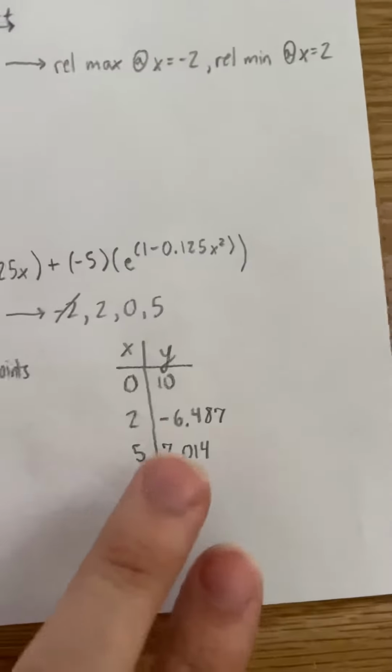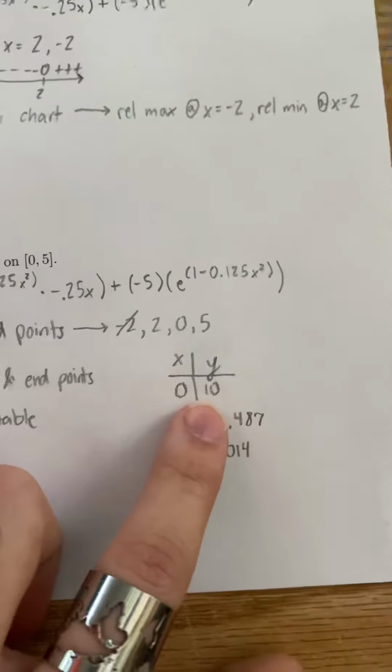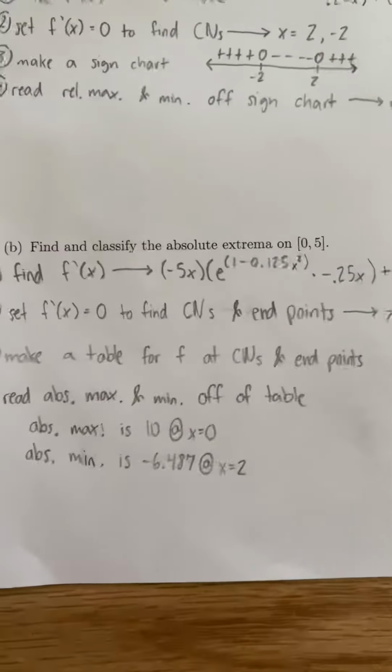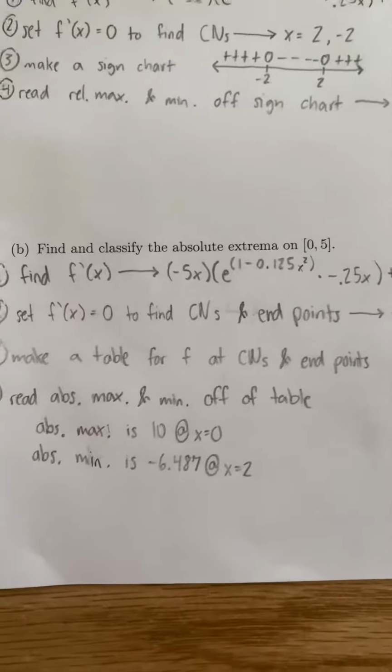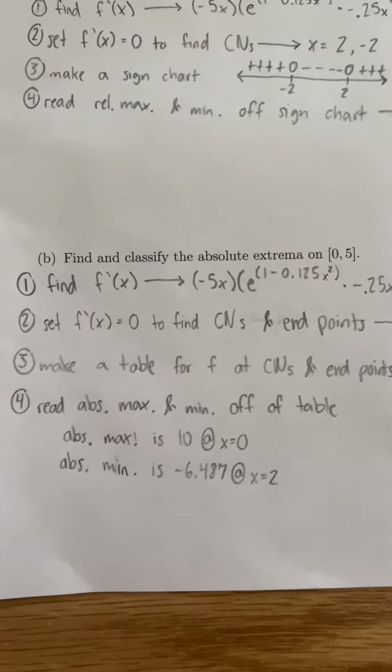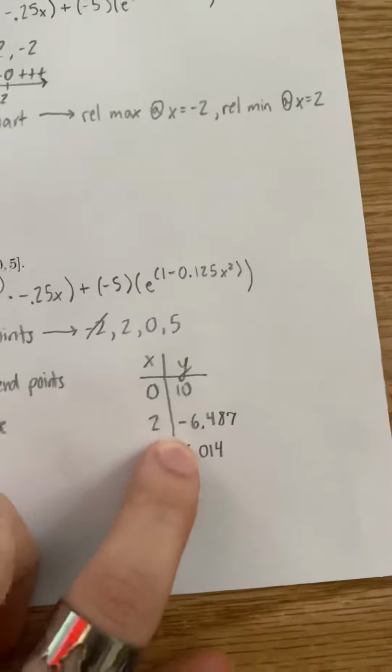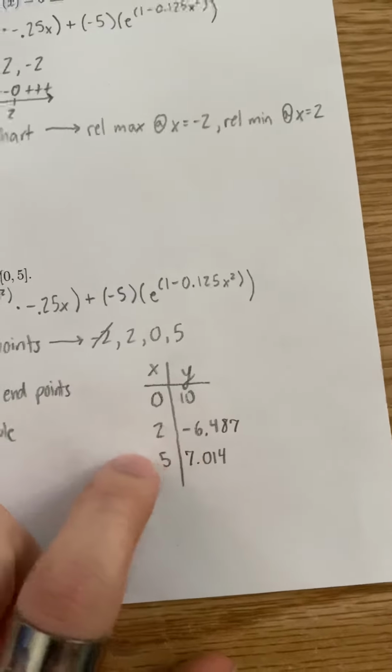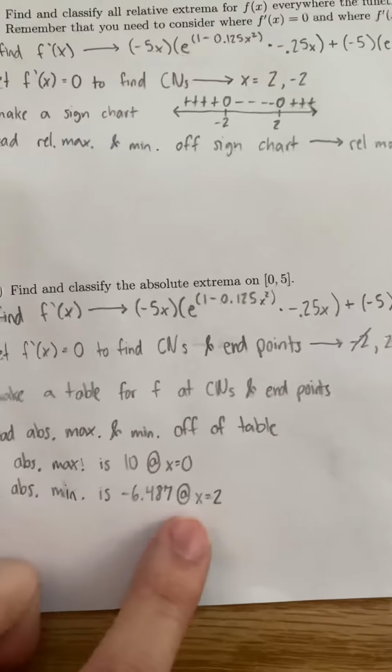And you find the biggest number, and that is 10, at x equals 0, and that is the absolute maximum. Then you find the smallest number, which is negative 6.487, and that is at x equals 2.